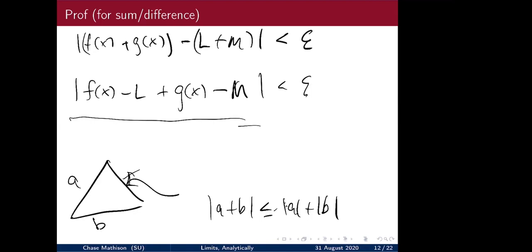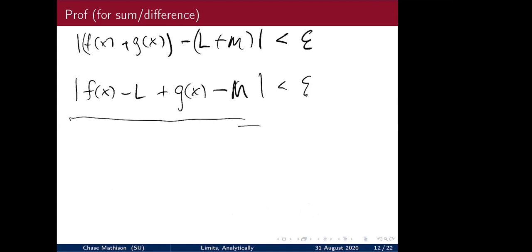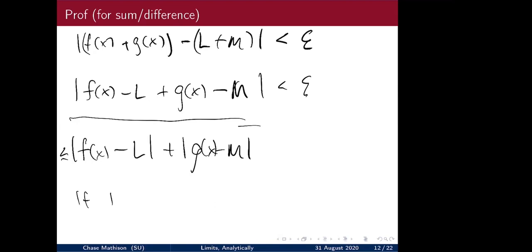Okay, so let me erase this. So then I apply the triangle inequality. The left-hand side, this is less than or equal to absolute value of f of x minus L plus absolute value of g of x minus m. And now if absolute value of x minus a is less than delta 1 and delta 2, then each of these are smaller than epsilon over 2, right? That's what I started the proof with.